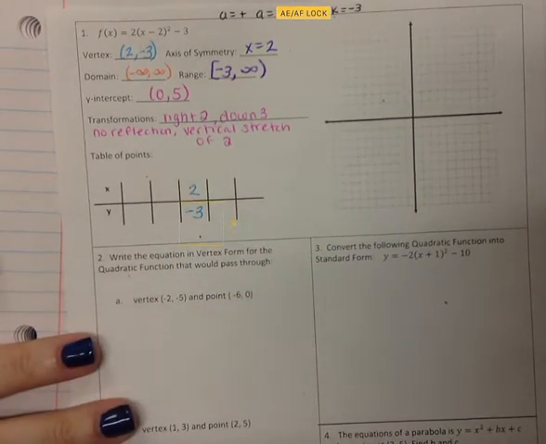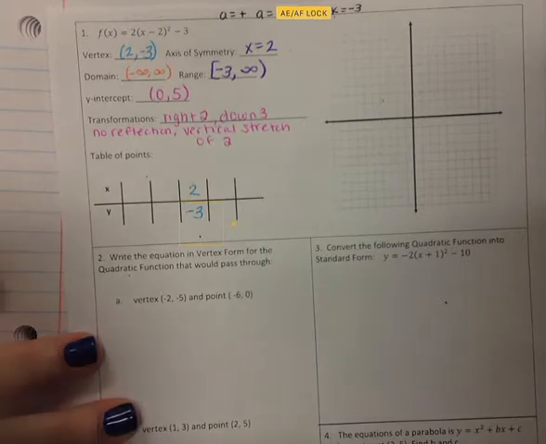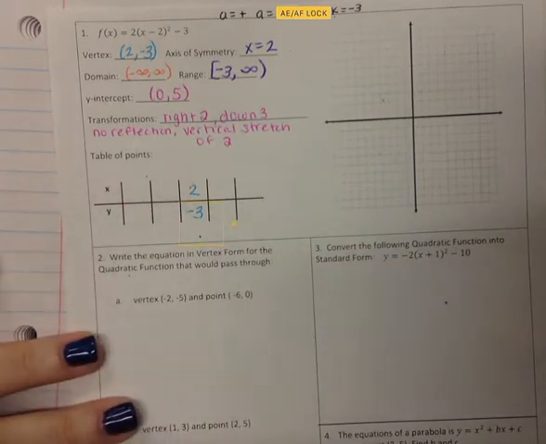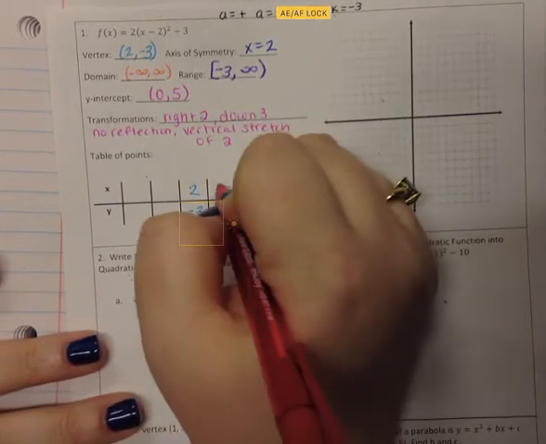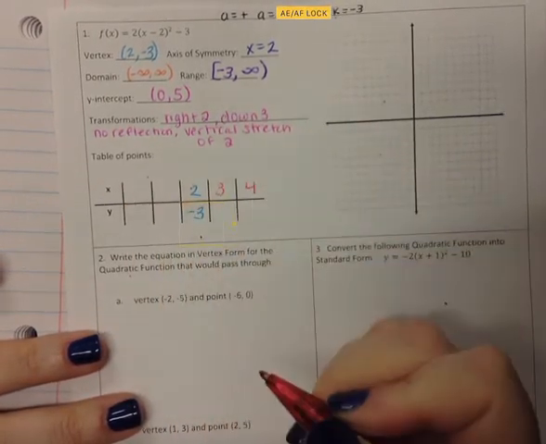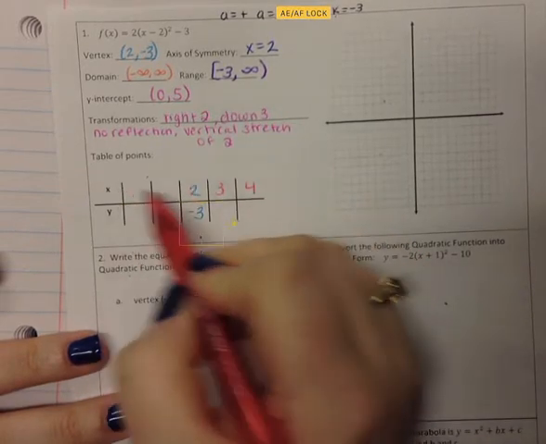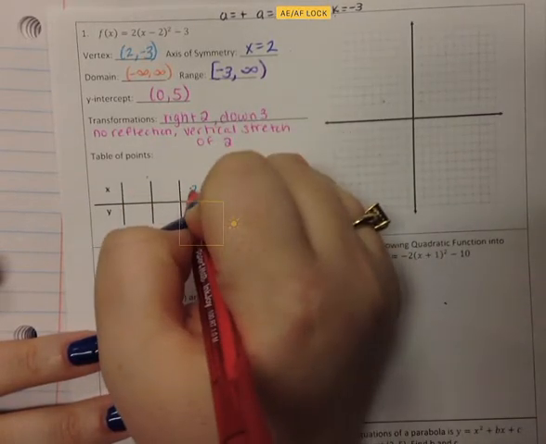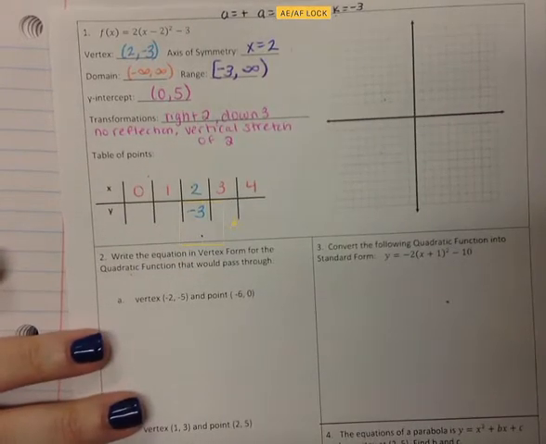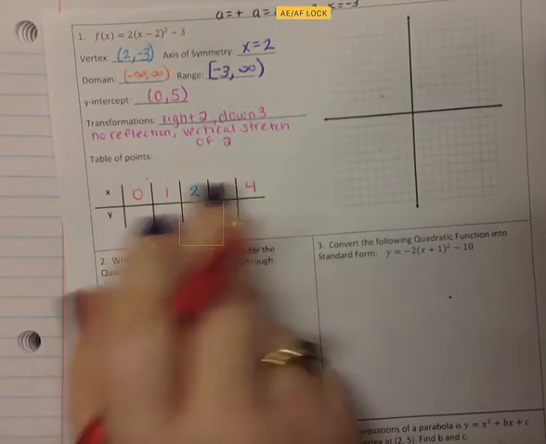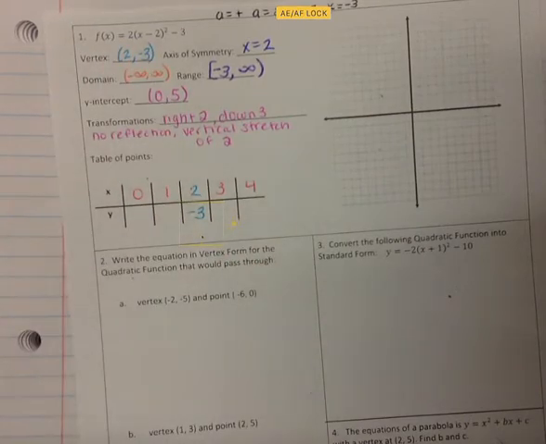So if I pick, let's say, I would just want to go to the right of 2. I'm going to go to 3, and then I want to go to 4. Then if I want to go to the left of 2, I'm just going to count down by 1. So I'm going to go down: 2, 1, and then 0. Now all I have to do is plug these values in to get the y value.